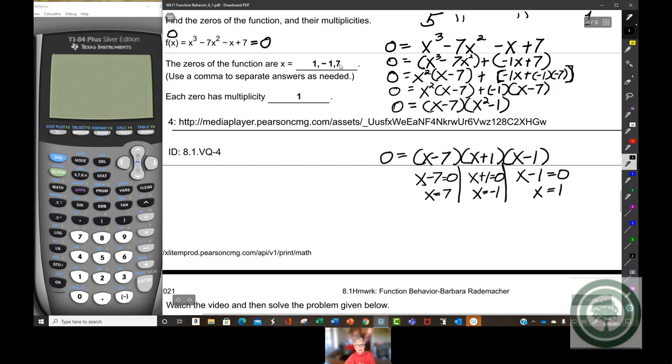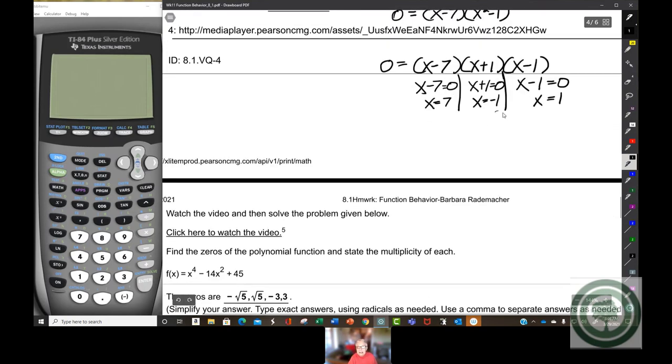Okay, so we've got zeros. We've got how you find zeros. You just set your polynomial equal to 0 and solve. Sometimes it's easy and sometimes it's not. But let's point out something else while we're here.